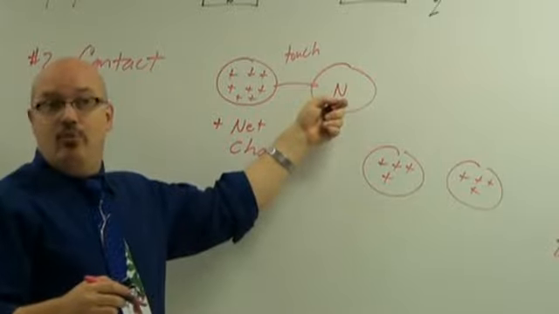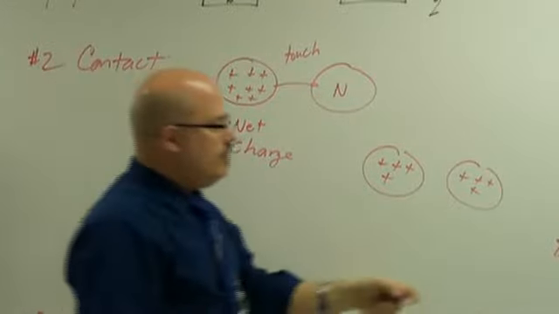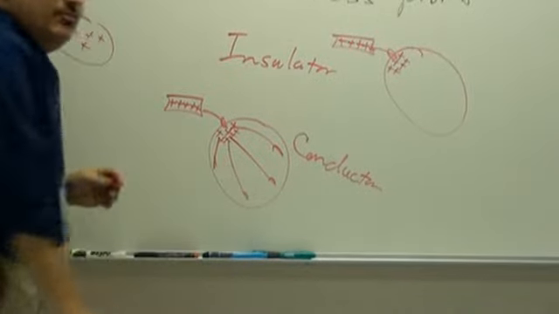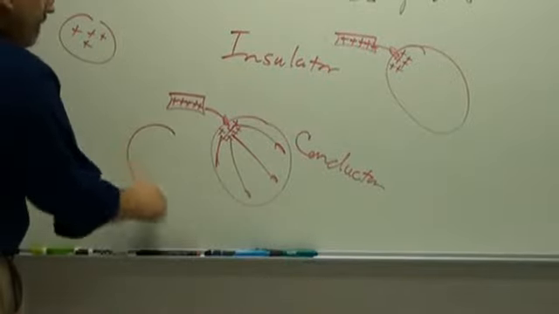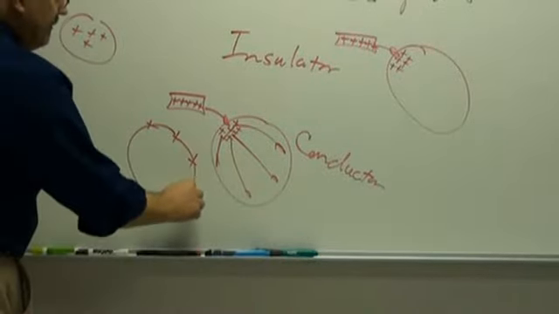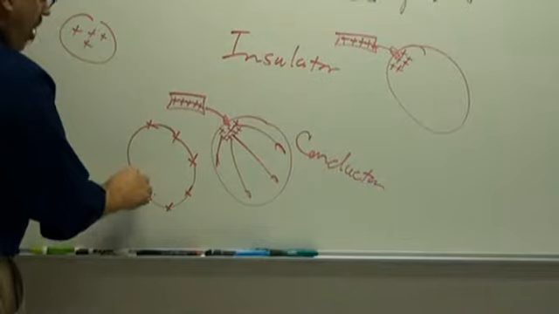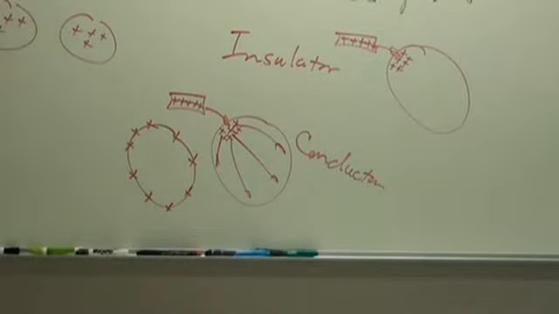And when they have room to move out, they do. And right here, since a conductor allows charge to move, they'll actually spread out. And a crazy thing is they'll actually spread out to the outside edge, and all of the charge will be on the outside surface. Remember that. It's called electromagnetic shielding, and we'll explain why that is a little later.